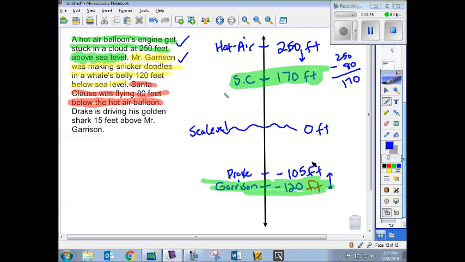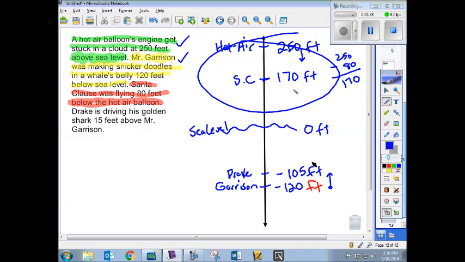Think of it like this. Santa Claus wants to come down and join me in making my snickerdoodles. So I know that Santa Claus would have to travel 170 to get to the water, another 120 to get down to me. Therefore, it's 290. Right, everybody? Okay. So going back to here, if I'm trying to figure out the distance between these two, I'm going to subtract 250 minus 170. If I'm going across 0, I'm going to add them. Everybody got that?